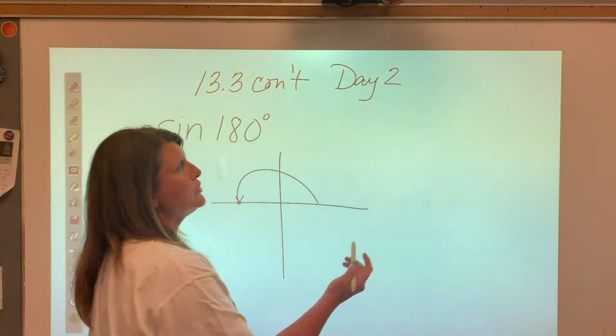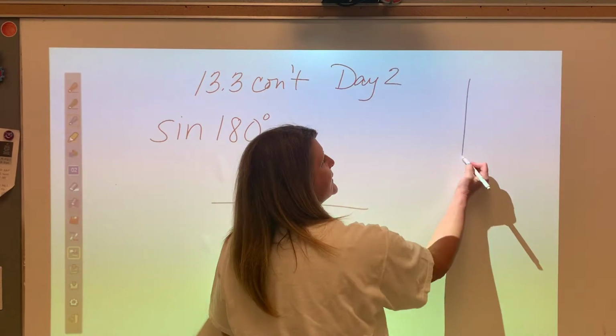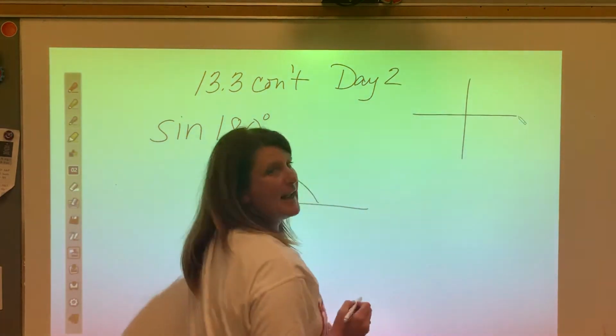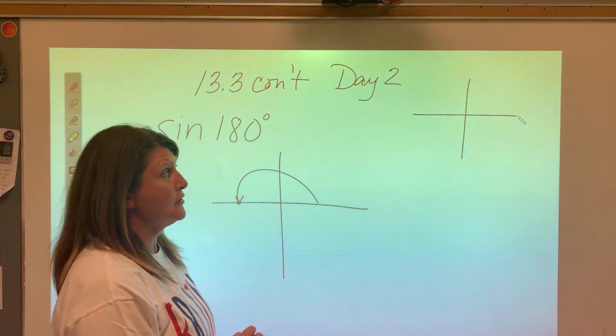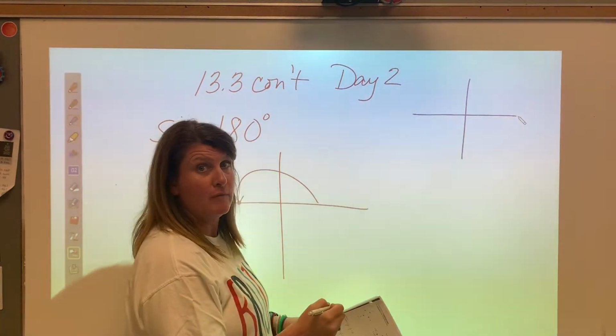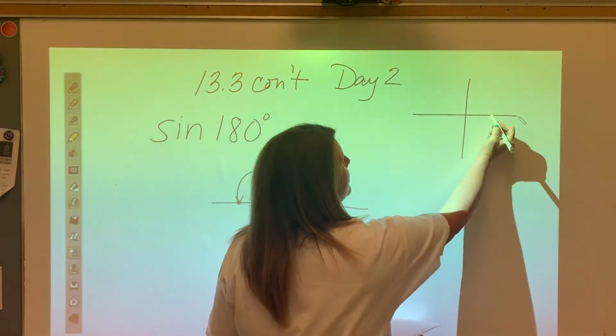So what I'm going to do, over here on the side of your paper, is introduce to you a guy called a unit circle. And a unit circle is a circle that has a radius of 1.